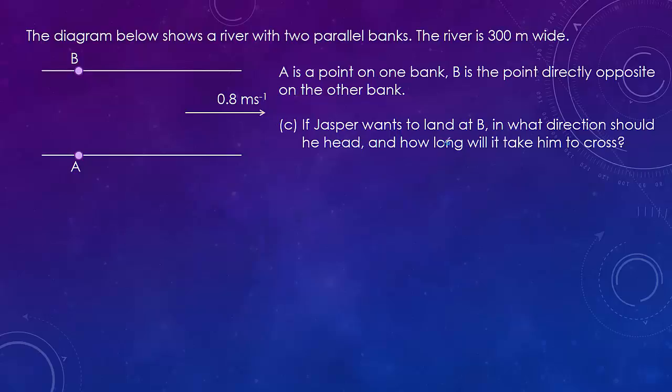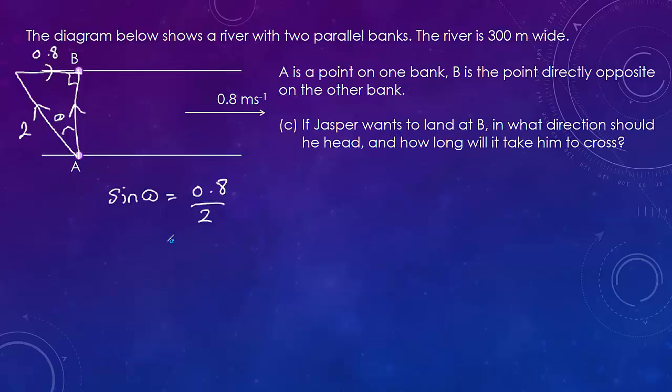If Jasper wants to land at B, in what direction should he head and how long will it take him to cross? So he now wants to head in a direction, so he's going directly across from A to B. And that means he needs to steer in this sort of direction, and then the current will bring him back. So it'd be handy to know this angle, and of course we're right angled just here, so that's the opposite and the hypotenuse. So the sine of theta would be 0.8 divided by 2.